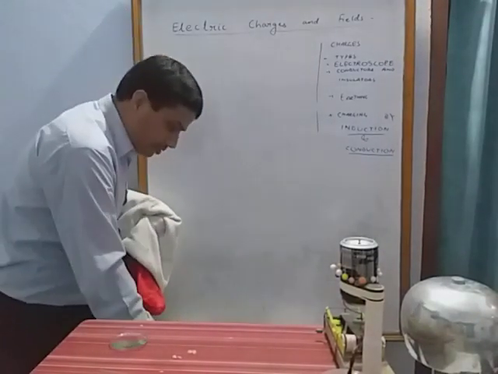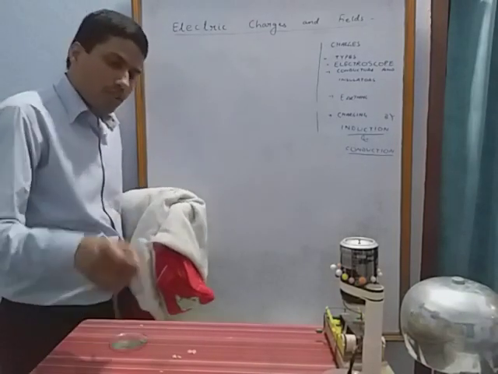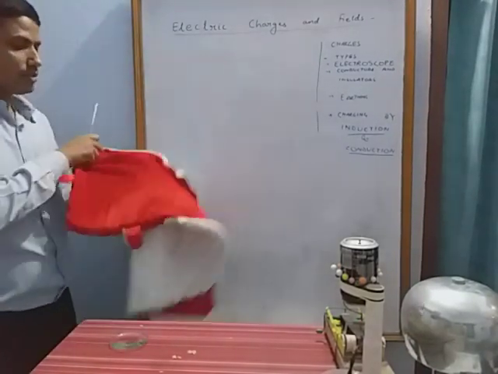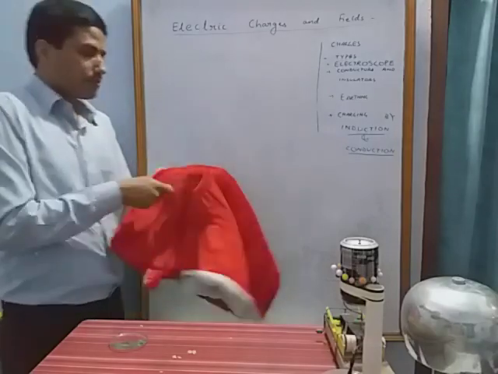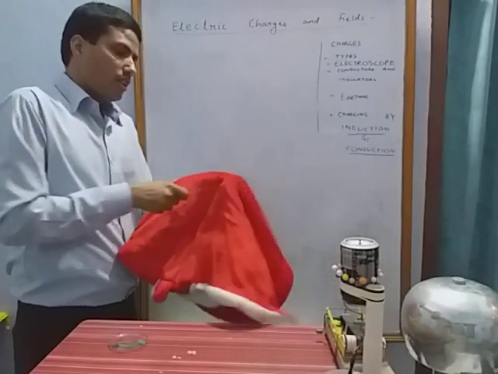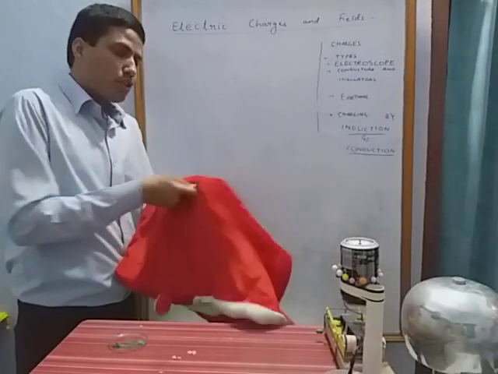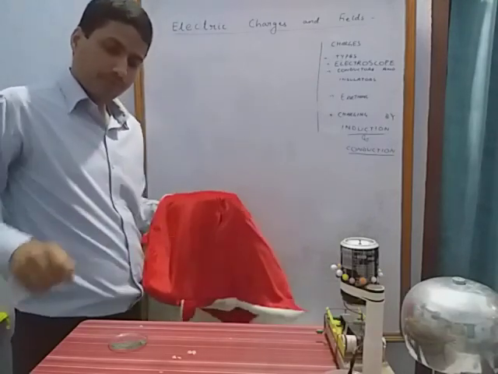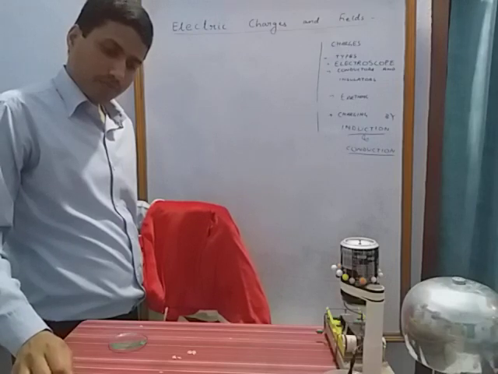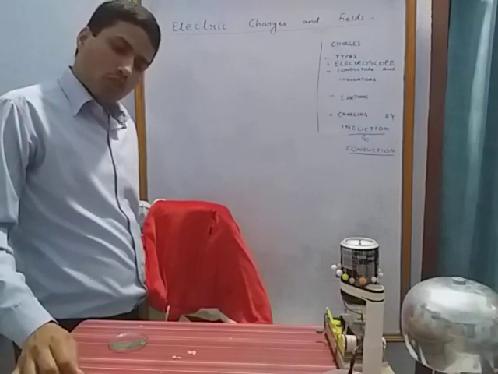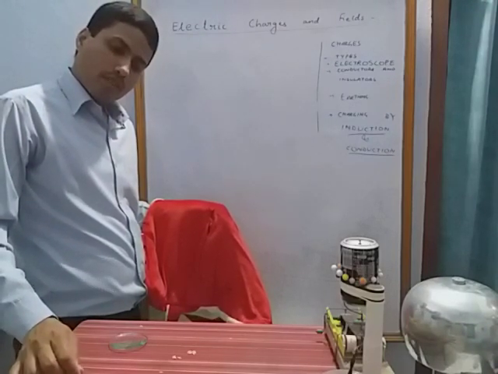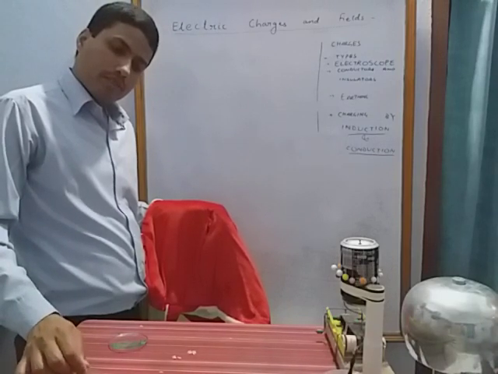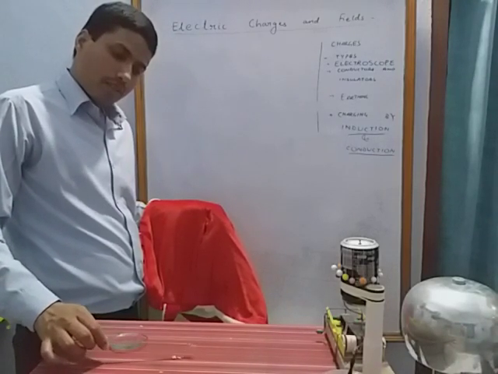Contrary to this, a glass rod, when rubbed against silk, we say it acquires positive charge. You can see it has also got electrified. The paper bits are attracted.